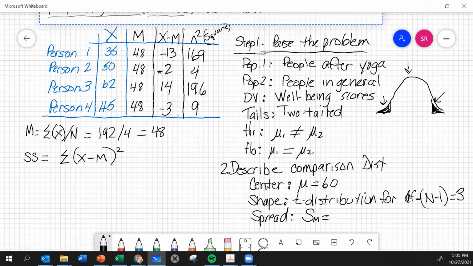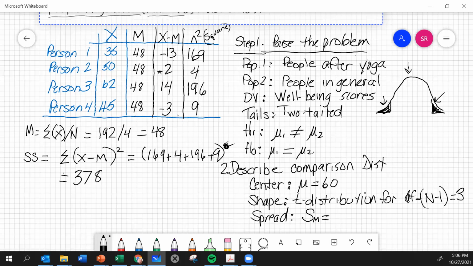If we sum all of these, 169 plus 4 plus 196 plus 9, we have already squared it. And that will bring us to 378. So the sum of squares is 378.